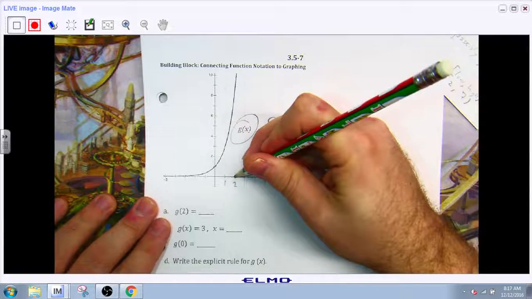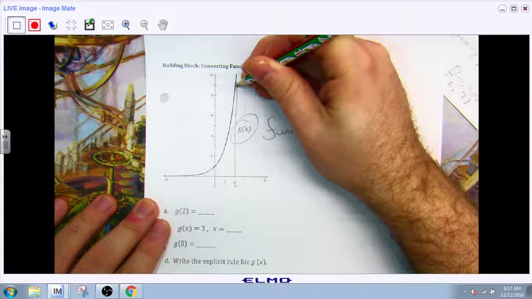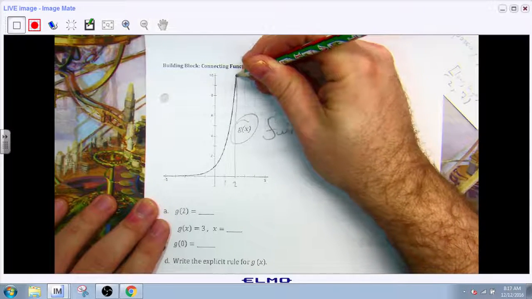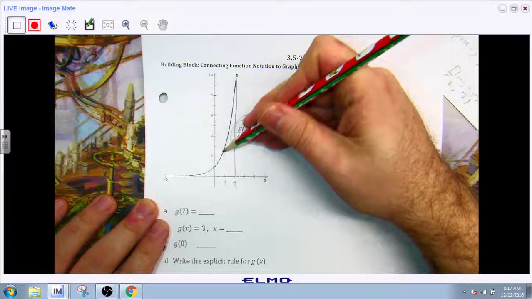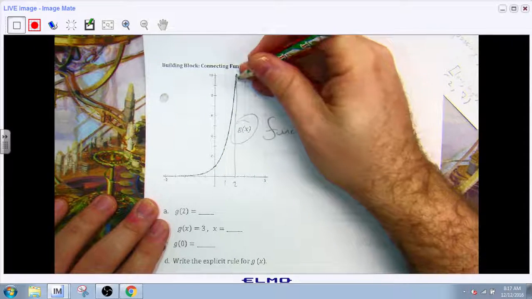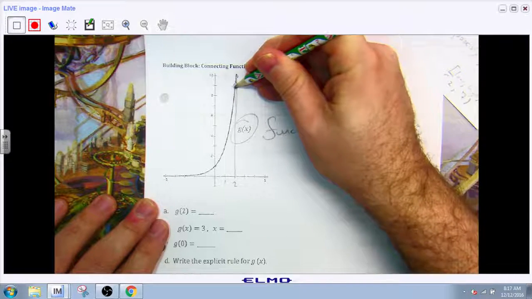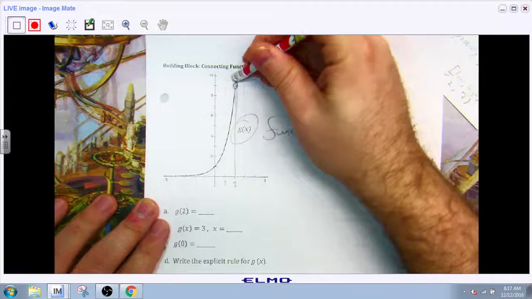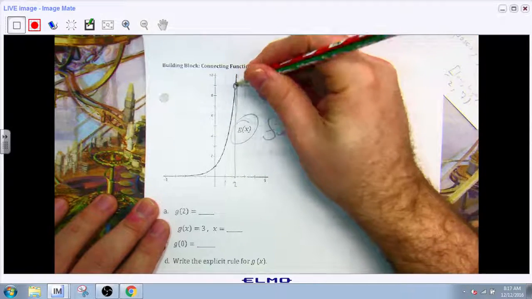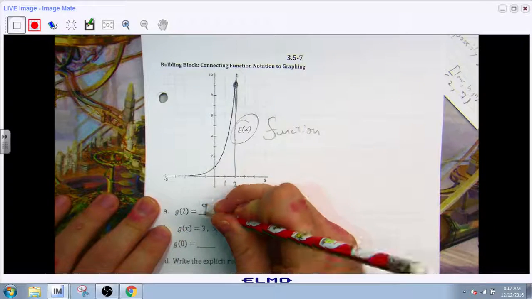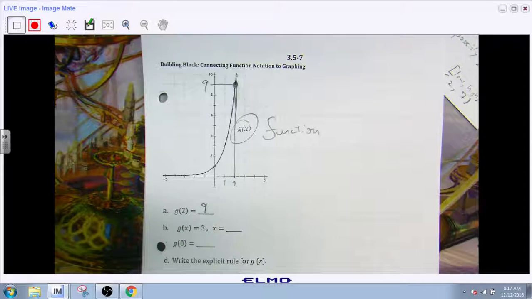What happens at 2? Well, it appears to cross at 10. Is that right? 2, 1, 3. Maybe it's 9. Can't really tell. Well, yeah, it's 9. It's totally 9. I see it right here. I'll try to do better when I give you the actual test of making it a little bit more clear than this one is. But I see that it crosses at 9, so g of 2, so when x is 2, my y value is 9.